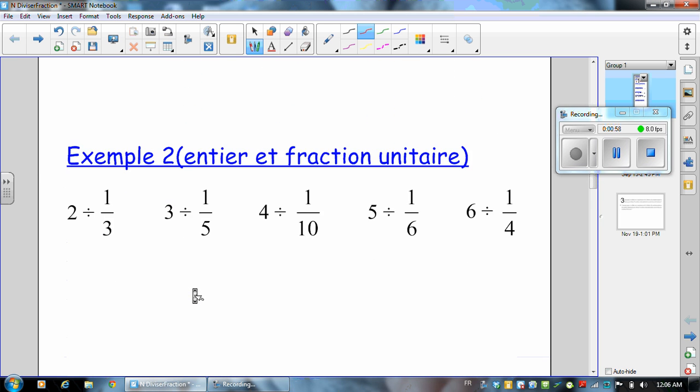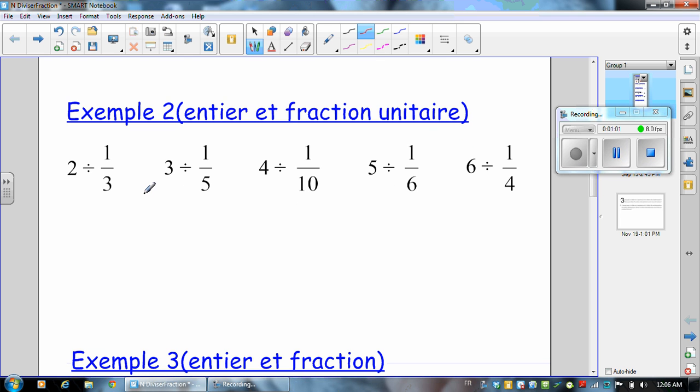Let's take a look at the same thing, but instead of 1, a different integer. So how many thirds in 2? We know there's 3 thirds in 1, so double that, 6. We know there's 5 fifths in 1, so triple that, 15. We know there's 10 tenths in 1, quadruple that, it's 40. We know there's 6 sixths in 1, so 5 times as many would be 30. And we know there's 4 quarters in 1, so 4 times 6, 24.